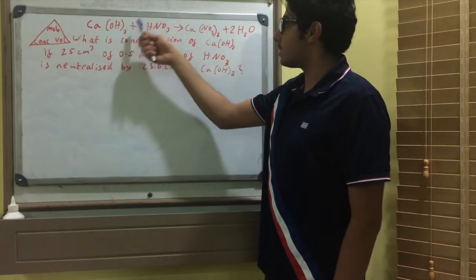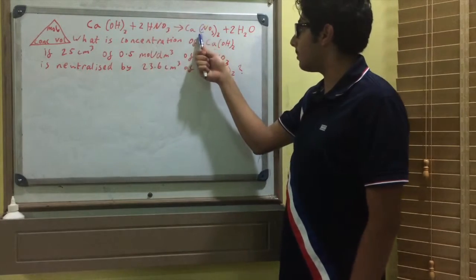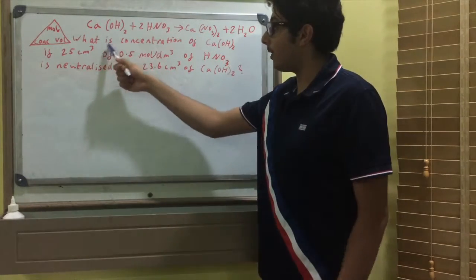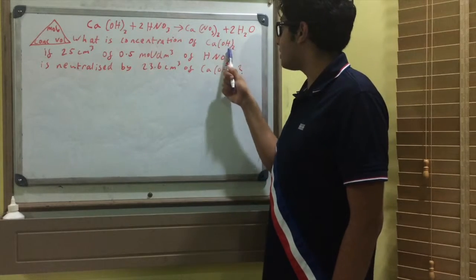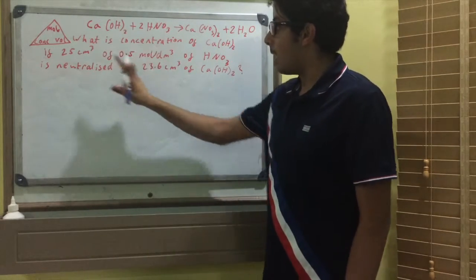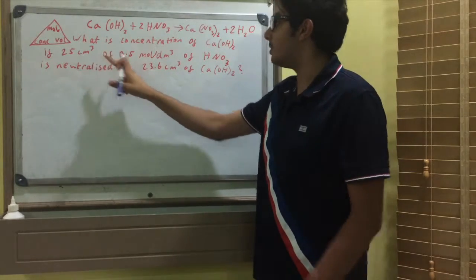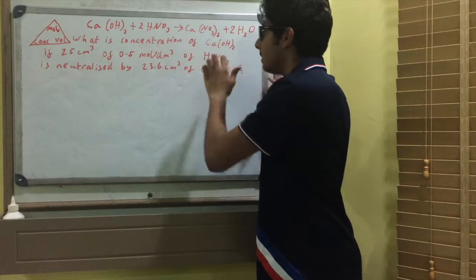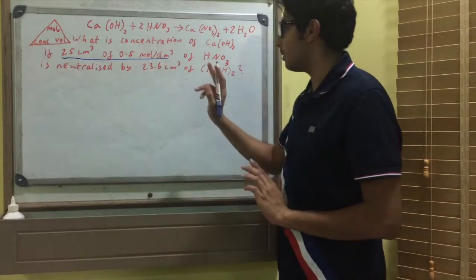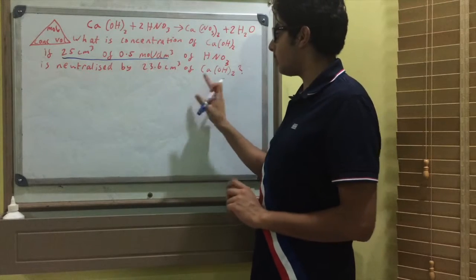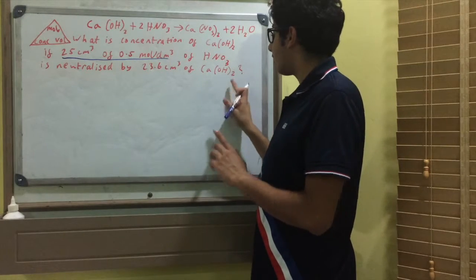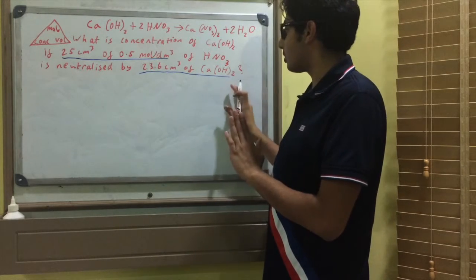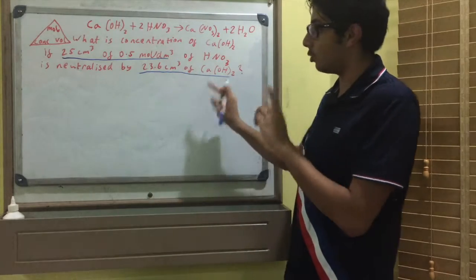It gives you the equation here. Calcium hydroxide plus nitric acid gives you calcium nitrate plus water. Again, it's a neutralization reaction. It wants you to find the concentration of calcium hydroxide, which is the alkali, if 25 centimeters cubed of 0.5 moles per decimeters cubed of nitric acid, so all this is talking about the nitric acid, is neutralized by 23.6 centimeters cubed of calcium hydroxide. So that's the only information we get of calcium hydroxide, that it's 23.6 centimeters cubed.